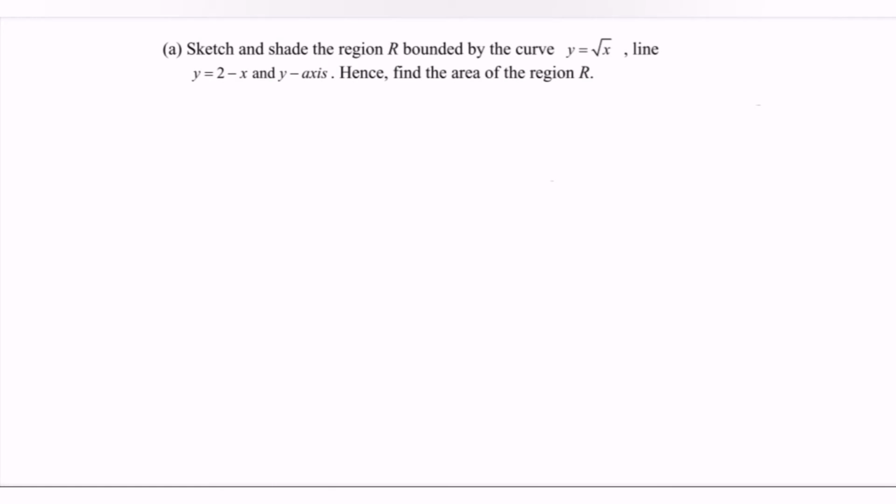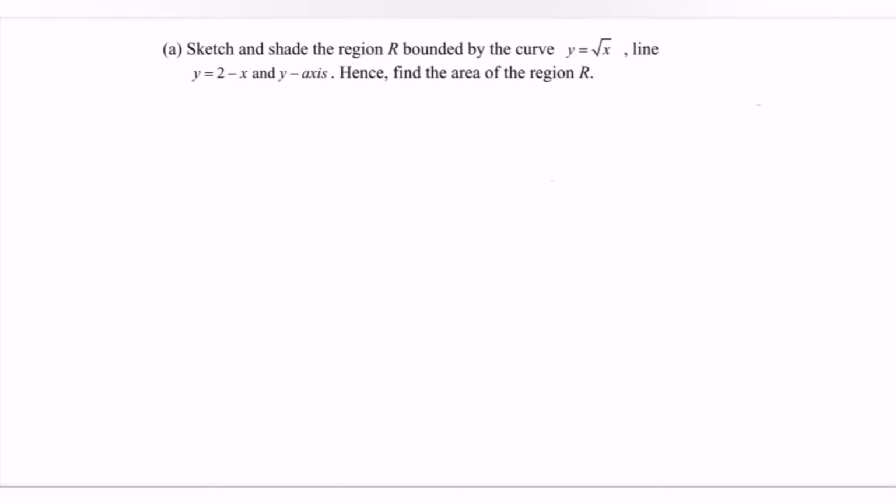In this video, I'm going to discuss the example for integration. Sketch and shade the region R bounded by the curve y equals square root of x, the second function, the line y equals 2 minus x, and the third one is the y-axis. Hence, find the area of the region R.